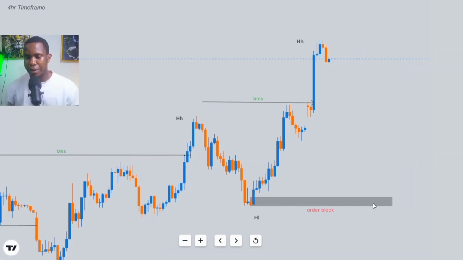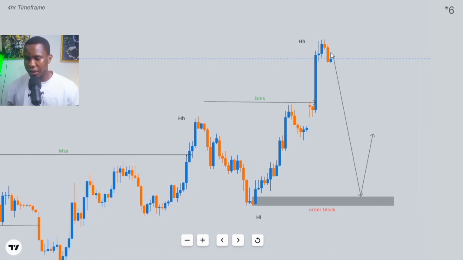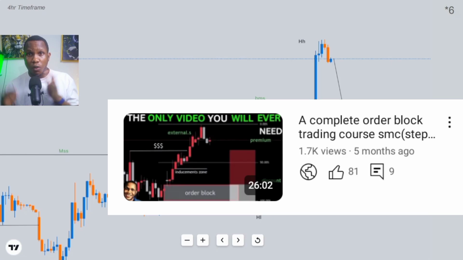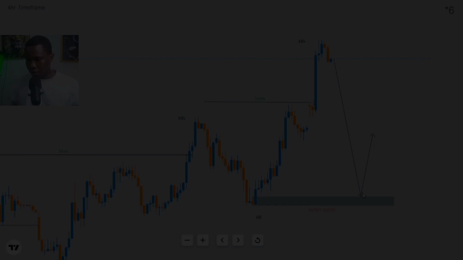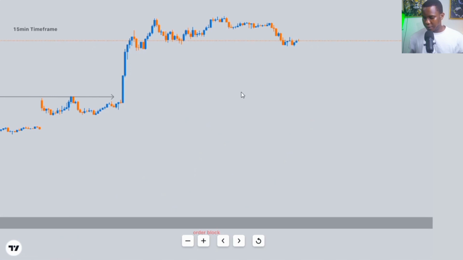So again, can you see another break of market structure, higher low, higher high, guys, and I marked out this order block right here. I want to wait for price action to return back to this order block. I'll trade to the upside, guys. Watch a complete order block trading course to understand more about order blocks in depth. I'll move to the 15 minutes time frame and I'll wait for price action to get here.